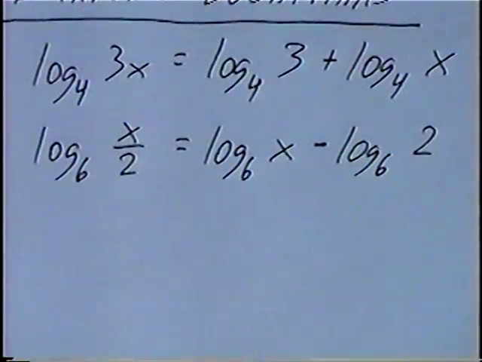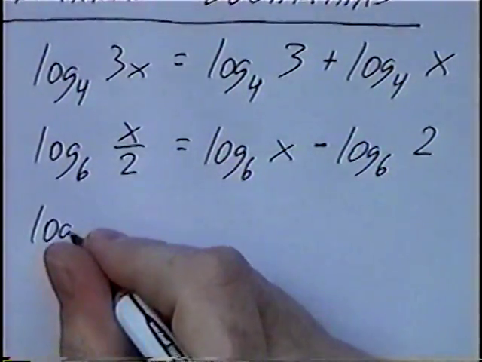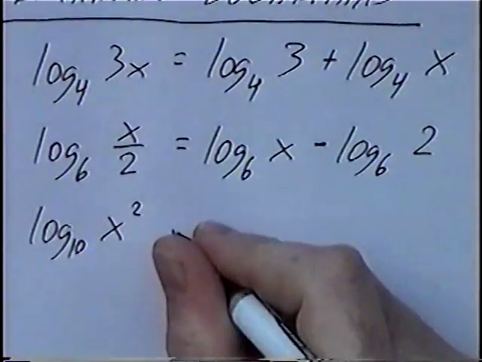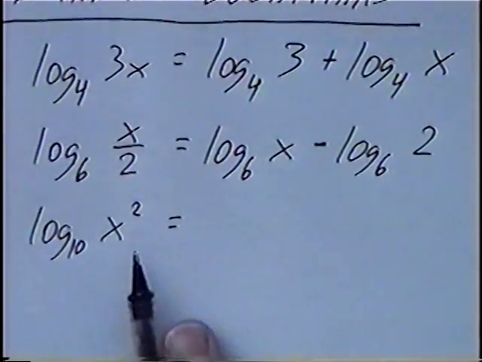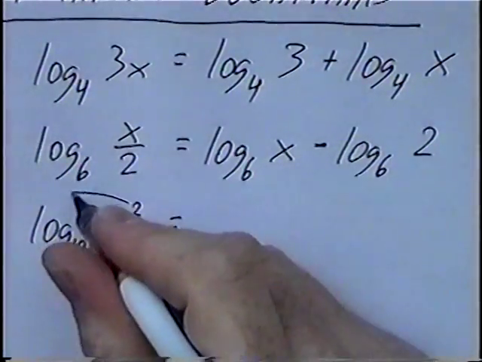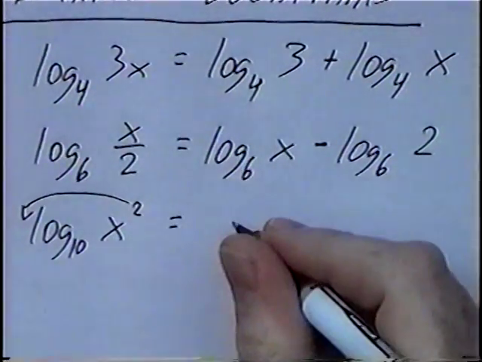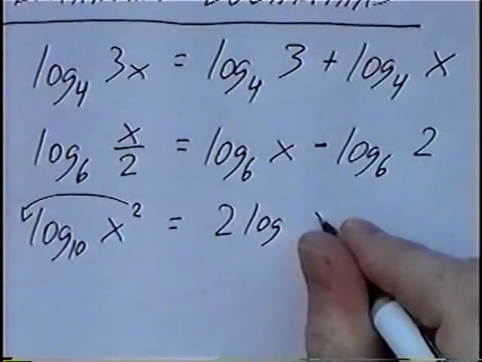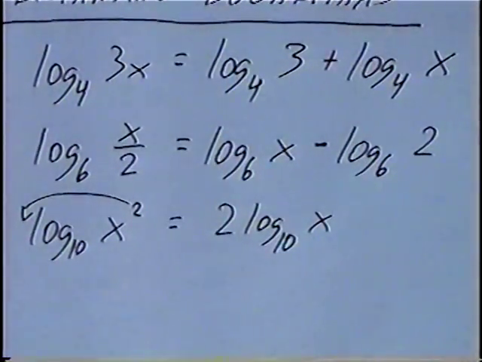And last question for the section, log of x squared with the base 10. If we have exponents, again this exponent we can move to the outside, multiplying by 2 times the log of x base 10.